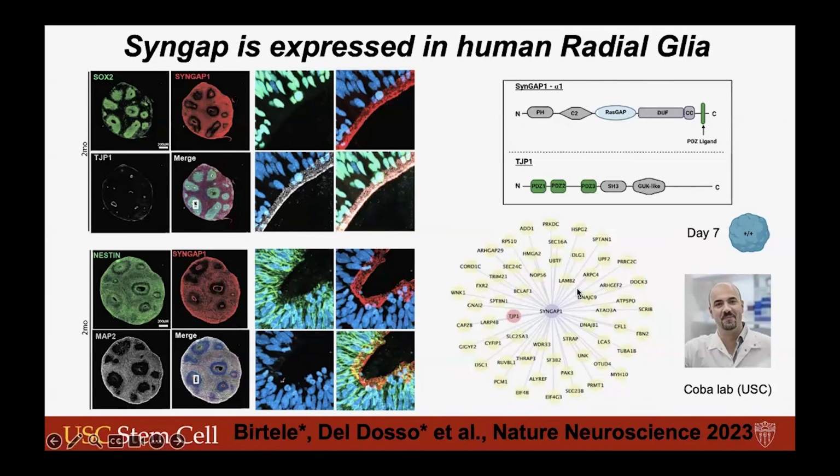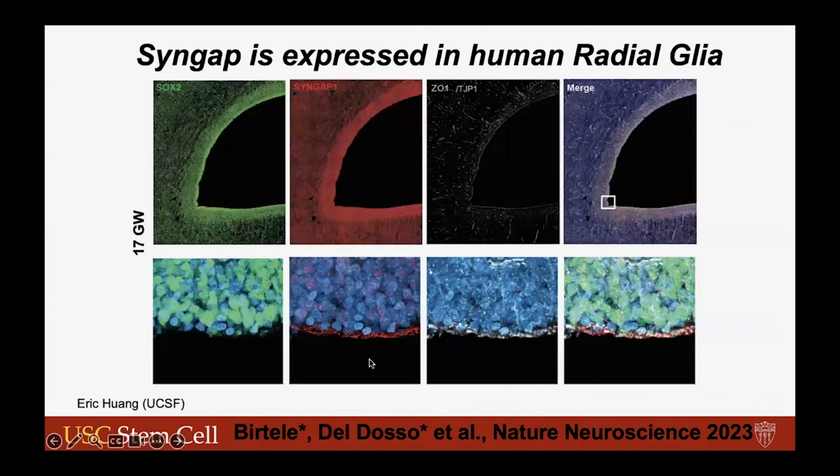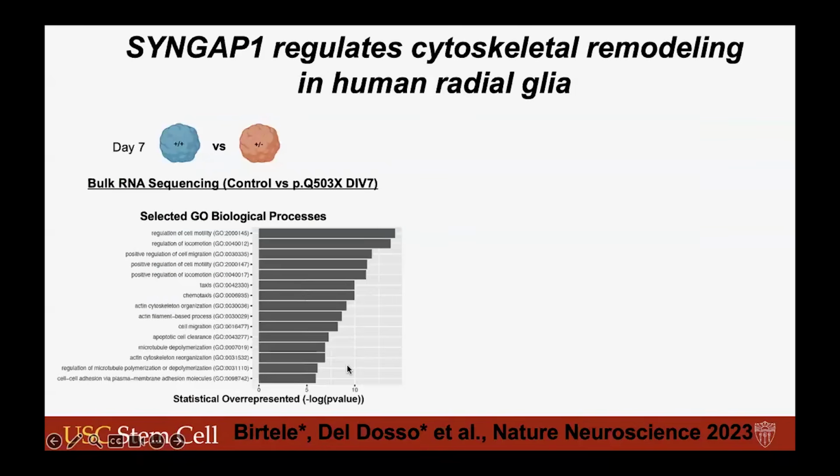In collaboration with Marcello Coba at USC, we were also able to do proteomics for SYNGAP1 and look at the complex and protein interaction of SYNGAP1 in progenitor cells in organoids at day 7, which mostly contain only progenitor cells. And so we were able to confirm the expression of SYNGAP1 in progenitors. This was also confirmed by looking at the expression of SYNGAP1 in human fetal tissue. So you can see that SYNGAP1 has a very similar pattern of expression to TJP1, which is as well expressed at the apical end feet of these progenitors.